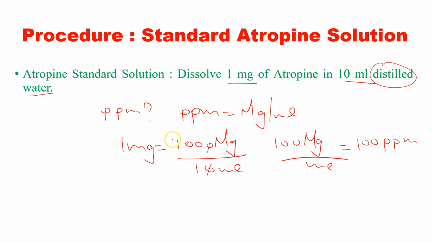So this is the solution that you have to prepare, and there are some other solutions like bromocresol green solution, that is the indicator, and one more, that is phosphate buffer solution. For that purpose you can refer to the IP. I will not discuss the procedure for it.